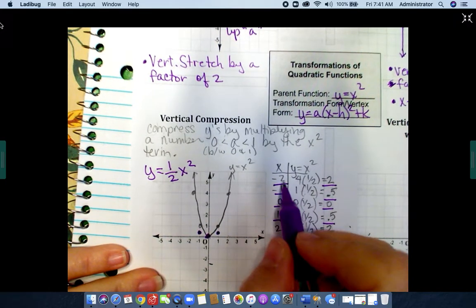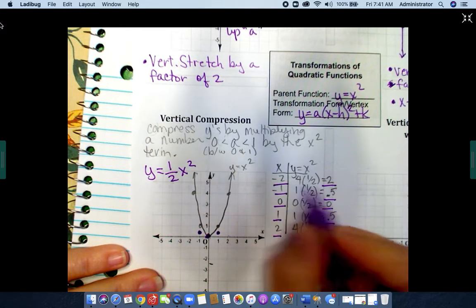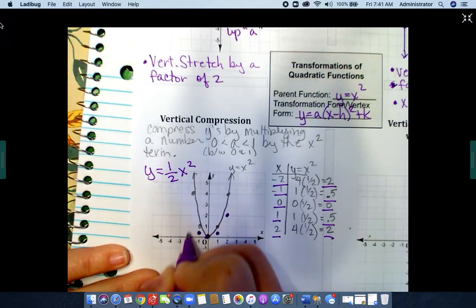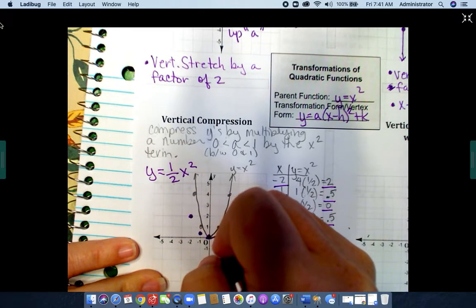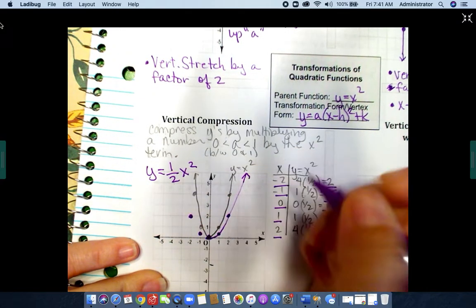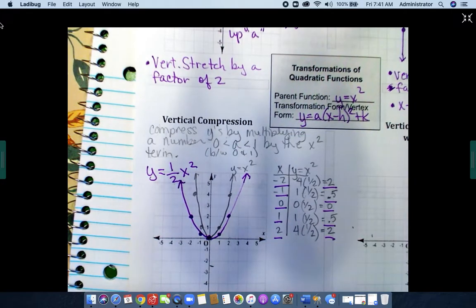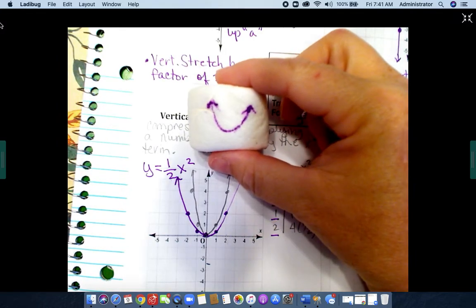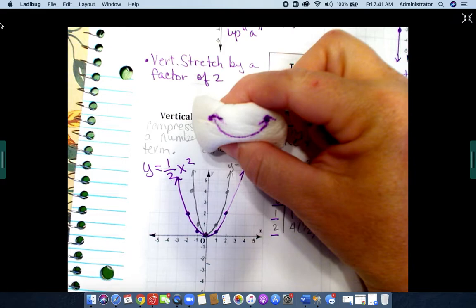Now I'm going to go out 2, up 2. Because I've got 2, 2, and -2, 2. So out 2, up 2. Now when I connect those, look at what happens. Oh, that's definitely wider. See how that got wider like my marshmallow did? When I press down on this parabola, it spreads out and gets wider. That's a compression, okay?